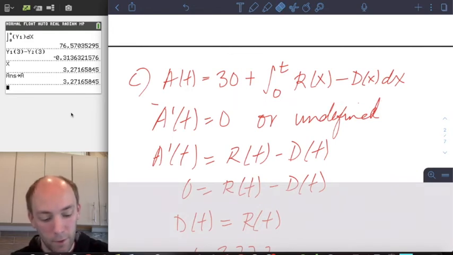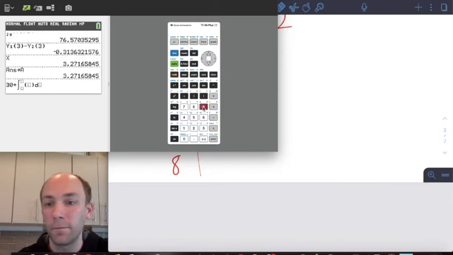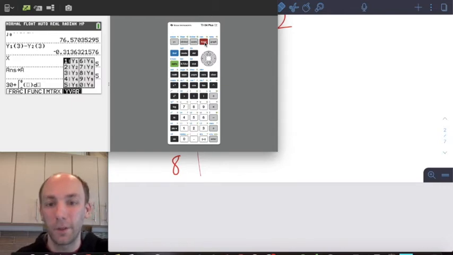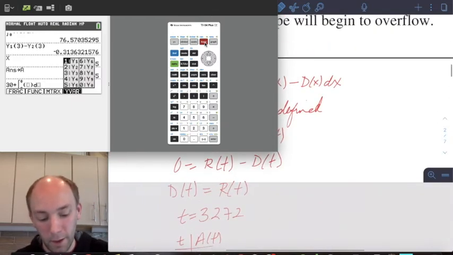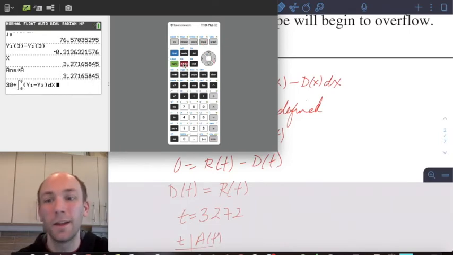Okay. So what I'm going to do is, on my calculator, I'll take 30 plus math 9. And this first one goes from 0 to 0, so you probably could already guess what's in there. But the reason I'm still typing it in is because it's going to make it easier to change the bounds on the next examples. So let's see, we had r of t minus d of t, so y1 minus y2, and then dx. Can you guess what this integral is going to be since it goes from 0 to 0? What is this expression going to equal?